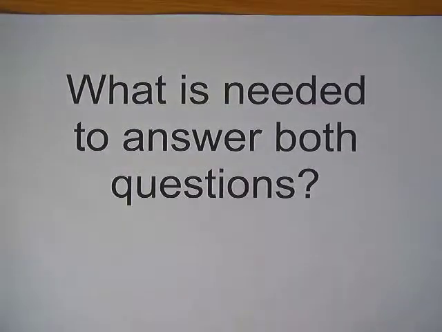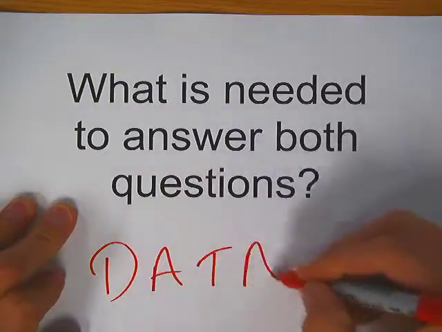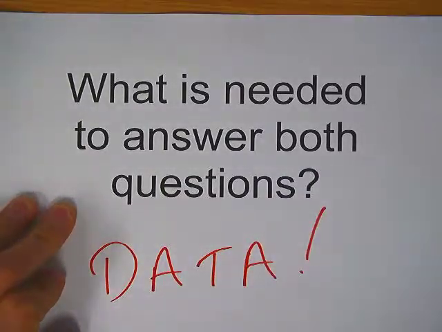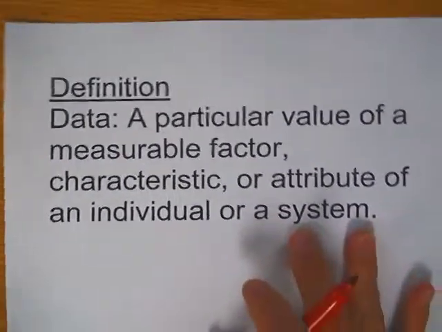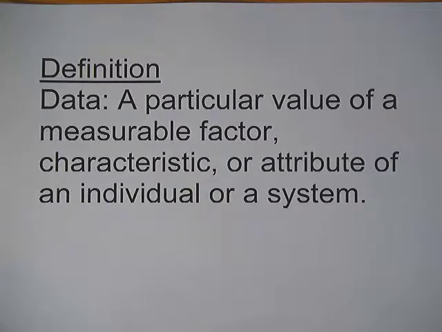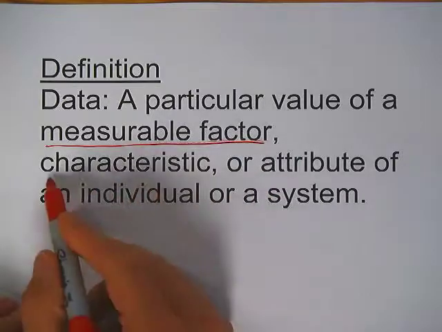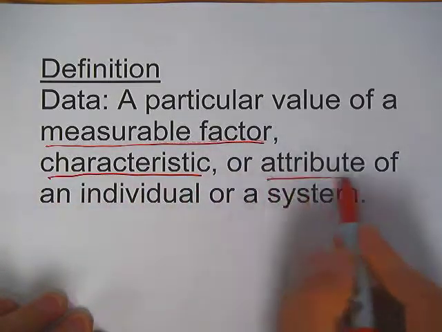So, what is needed to answer both questions? And the answer to that, of course, is data. So let's define data before we get back to the questions. Data is a particular value of a measurable factor, characteristic, or attribute of an individual or a system. So it could be a measurable factor, a characteristic, or an attribute.